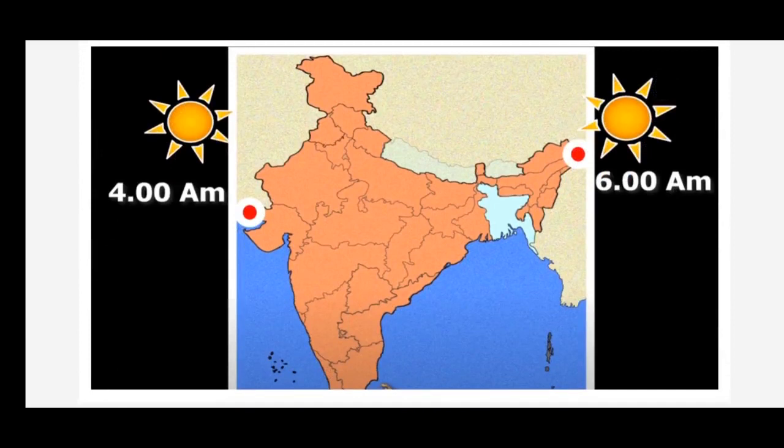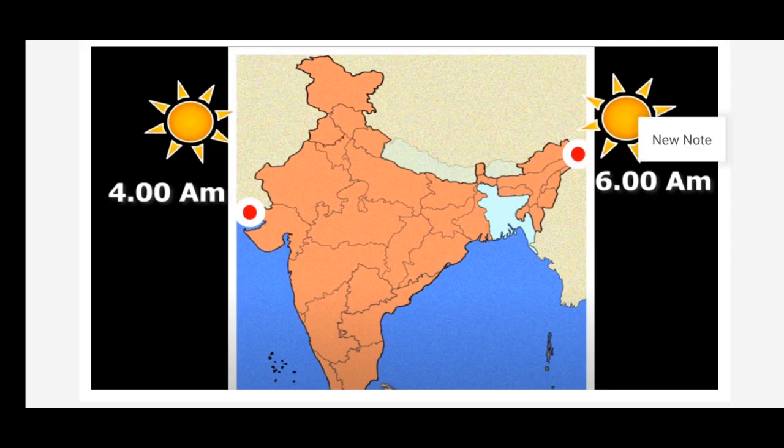Now we are going to learn about the standard time of a place. How can we find the time of a place? Children, if there is a sunrise in Arunachal Pradesh, there it is 6 o'clock. If there is a sunrise in Arunachal Pradesh at 6 o'clock, it is just 4 o'clock in Gujarat. You can ask me, madam, why this much time lag between these two places? Yes, children. Arunachal Pradesh is the easternmost state in India and Gujarat is the westernmost state in India. So there is a time lag of 2 hours between these two states.